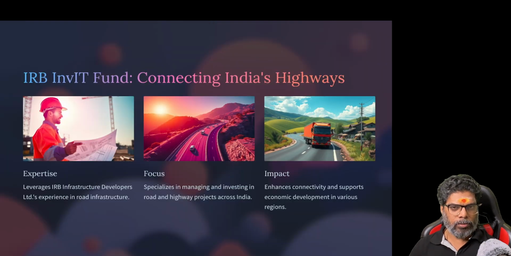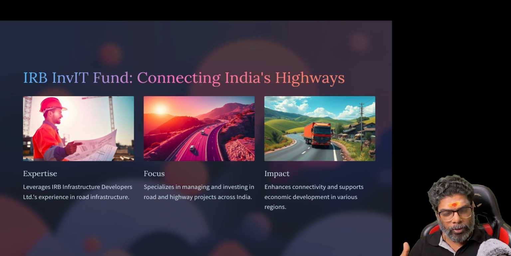The second one which we are going to talk about is IRB InvIT. IRB InvIT is mainly focused on roadways. IRB Infra is a company that handles all these projects. Just as InvIT is supporting the Power Grid Corporation, similarly the IRB InvIT Fund helps in supporting the IRB Infra projects.